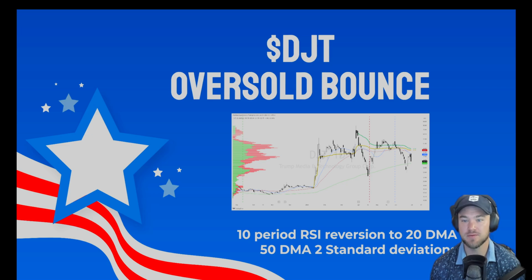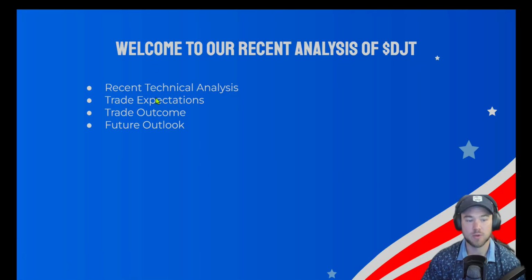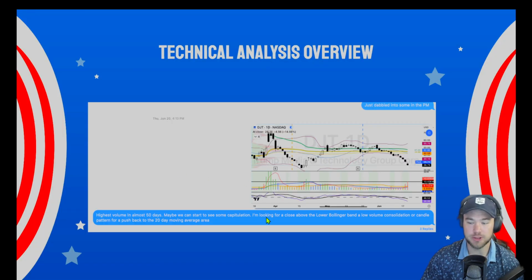Just want to go over this recent DJT trade. We talked about this oversold bounce potentially setting up. We were looking at the 10 period RSI reversion back into this 20-day moving average, and we were talking about the 50 daily moving average and price hitting two standard deviations. Let's dive in. So we're just going to go over the recent technical analysis, what we saw, what the expectations were, how it played out, and what we're looking to see in the future.